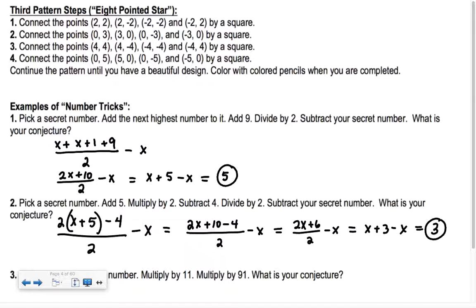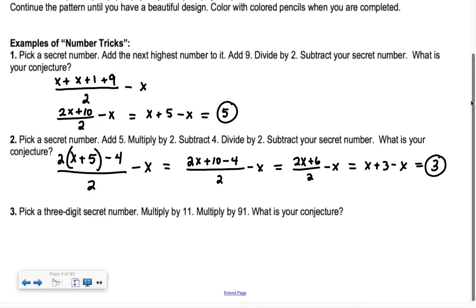Okay, so the next one's a little bit different. It says pick a 3-digit number. Take that 3-digit number and multiply by 11. And then multiply by 91. You can use a calculator on this one for sure. It's a little bit hard to do.